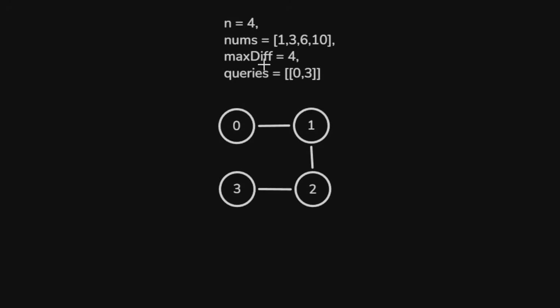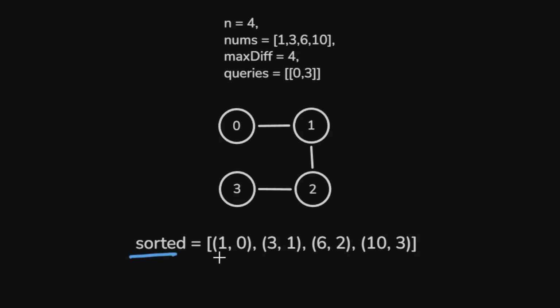Well, if we want to answer this question first, we should sort this array nums, and we will also store the indices of each element which corresponds to each node. So this is the new sorted array. We have a tuple for each element. The first value every time is the corresponding value in nums, and the second value is the corresponding index. This was already sorted. As you can see, the values are in ascending order. Here we have the same values 1, 3, 6, and 10. And here the corresponding nodes 0, 1, 2, 3.